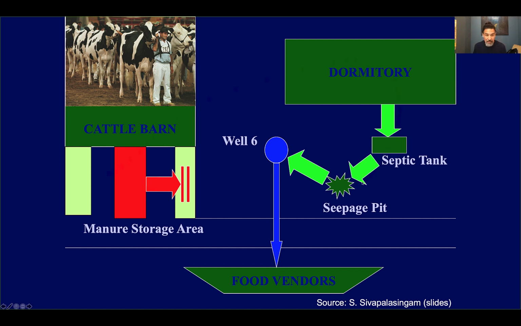The green dye that they flushed down the dormitory was found in well 6, but the red dye that they flushed from the cattle barn area did not make its way into well 6, suggesting that the dormitory was the source of the contamination of well number 6.